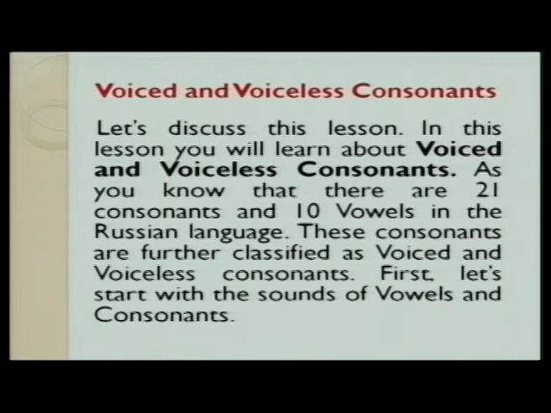Since we are discussing the vowels and consonants, in this lesson we are covering the voiced and voiceless consonants. As you already know, in the Russian alphabet we have 33 letters, out of which 21 consonants and 10 vowels we are covering here. These consonants are further classified as voiced and voiceless consonants. So, let us discuss them one by one. First, let us start with the sounds of vowels and consonants.